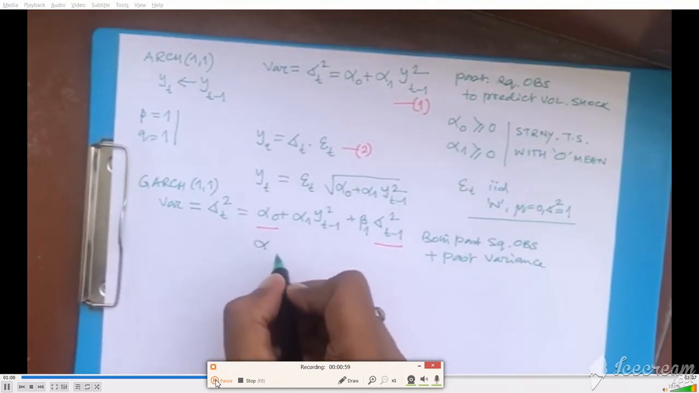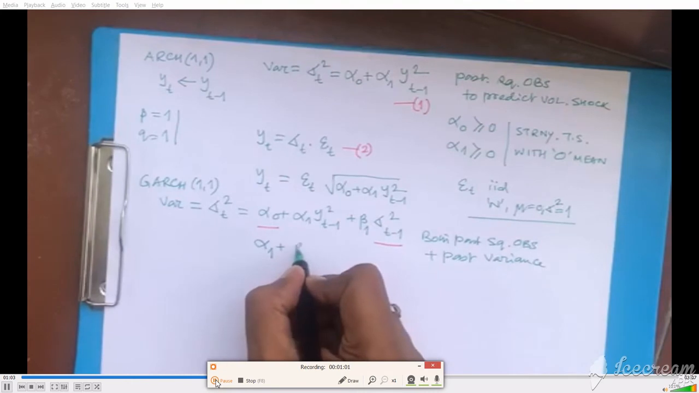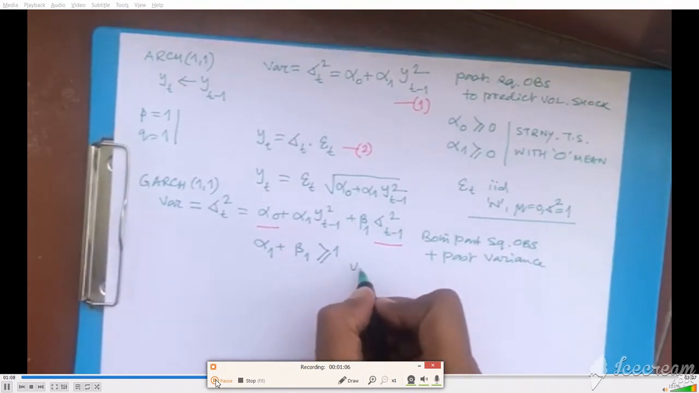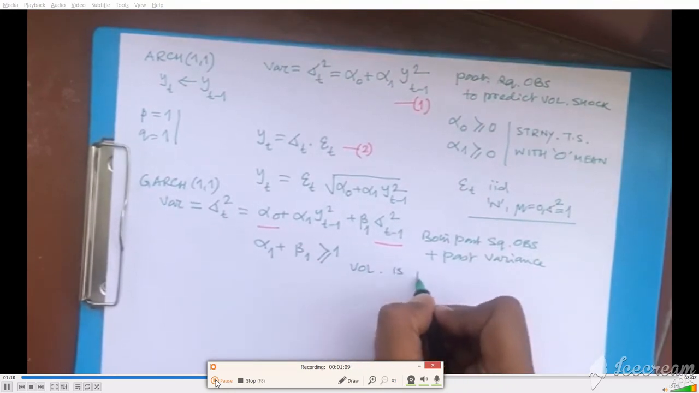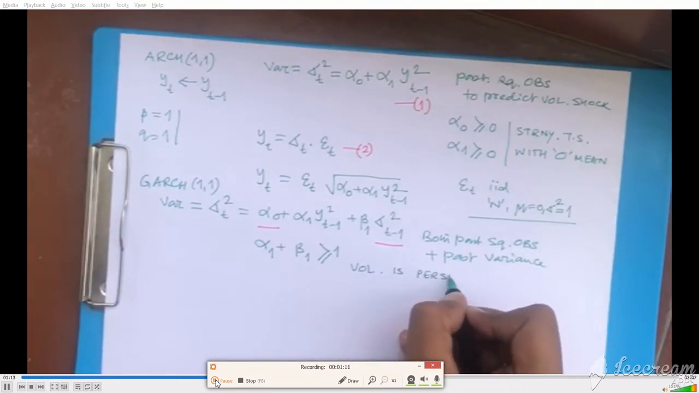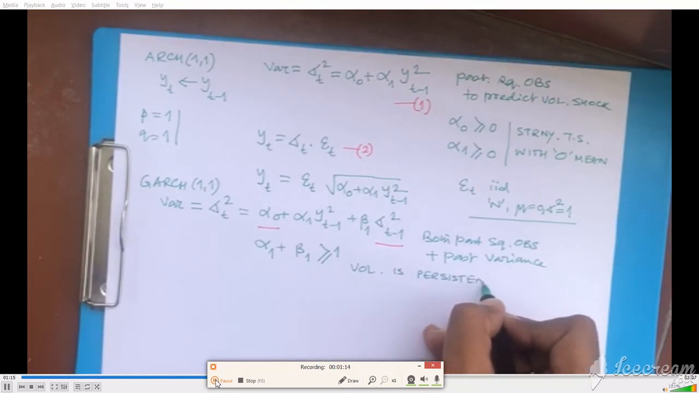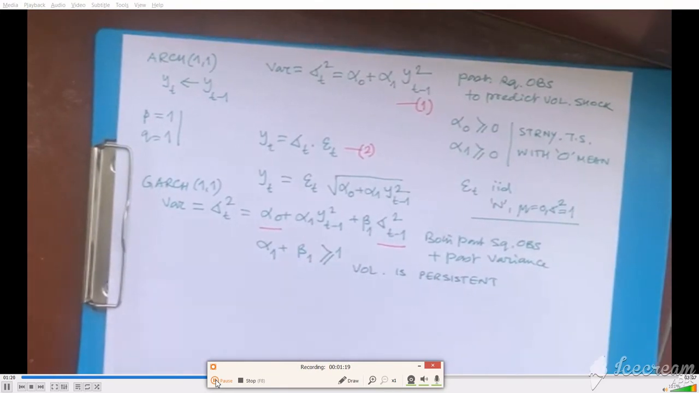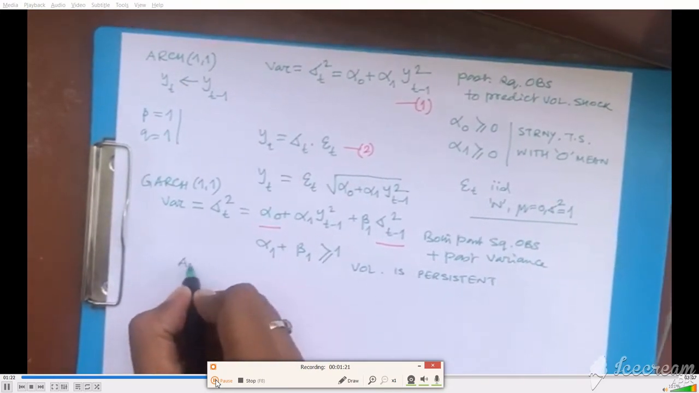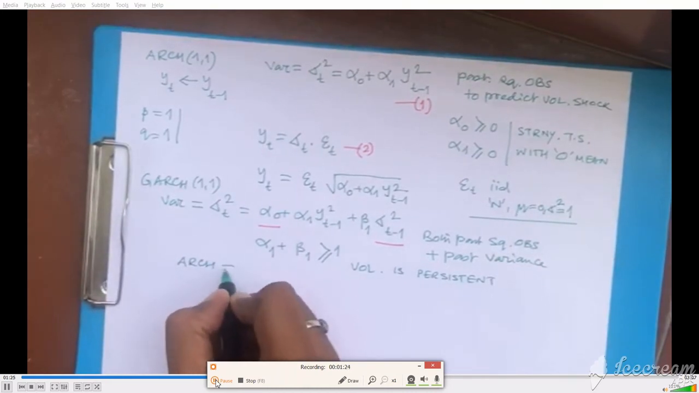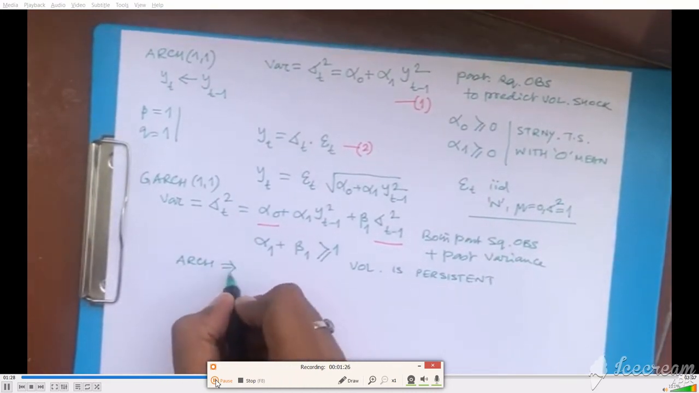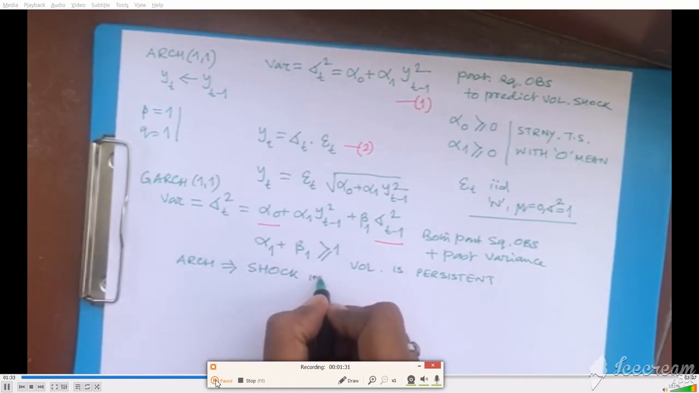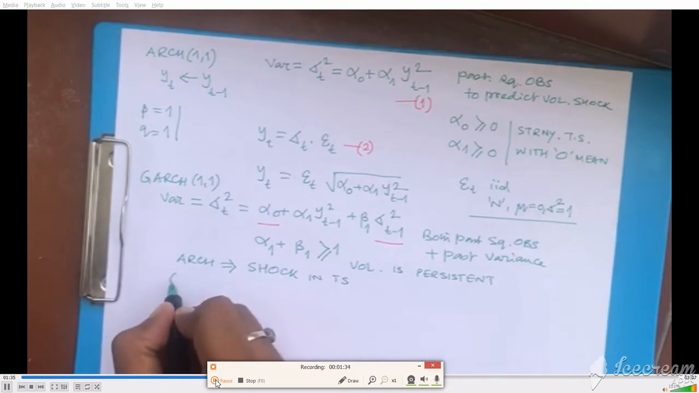Now, when alpha 1 plus beta 1 in the GARCH model is greater than or equal to 1, then we call the volatility persistent. Volatility is persistent. So volatility is going to stay. That means it is inside the volatility cluster. Now let's talk about the ARCH. What is the ARCH? ARCH is about indication of the shock. So ARCH indicates the shock in the time series.